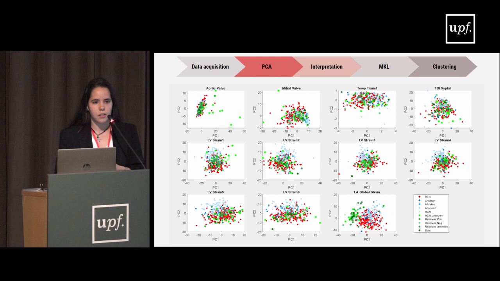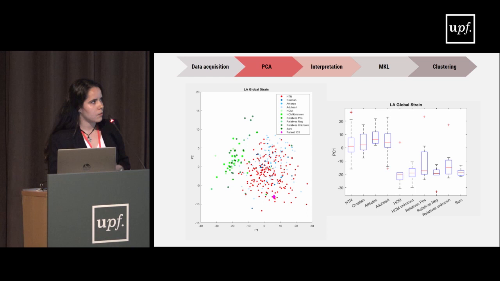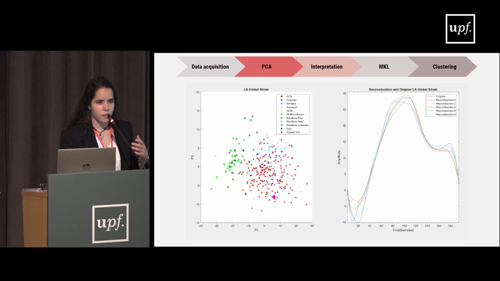Here you can see the plot bigger, and we also made a box plot to ensure that this discrimination holds. So using left atrial global strain, we tried to reconstruct the original curve of a single patient using the first 2, 3, 4, 5, and 6 principal components. We can see that the curves are very similar to each other and also to the original one, which means that the first two principal components are storing the most important information of our data.